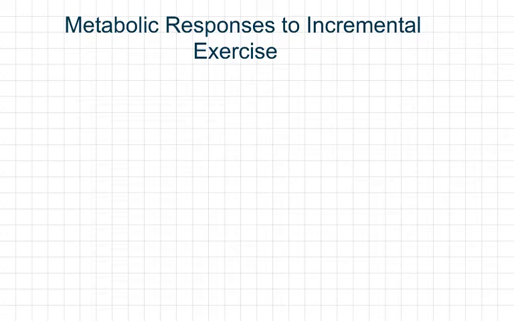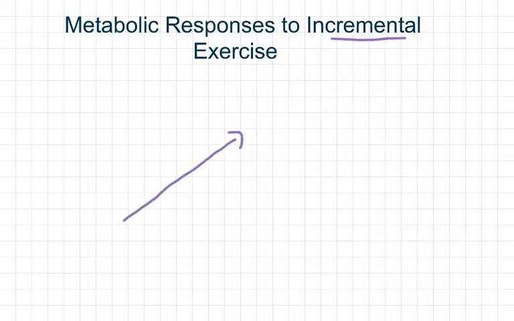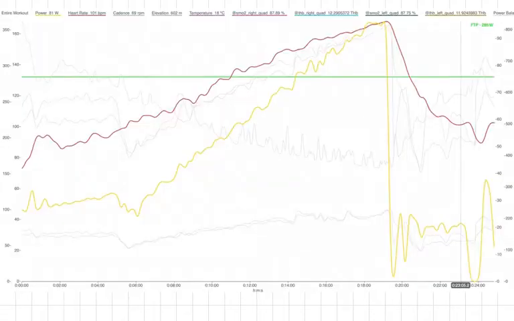Another aspect I want to discuss briefly is the metabolic responses to incremental exercise. When we talk about incremental exercise, we're talking about exercise where the intensity increases over time in almost a stepwise manner. A great example of incremental exercise is VO2 max testing. What we have here in this diagram is the results of a cycling VO2 max test. This was the starting point of the incremental test, where the subject was riding at 100 watts.